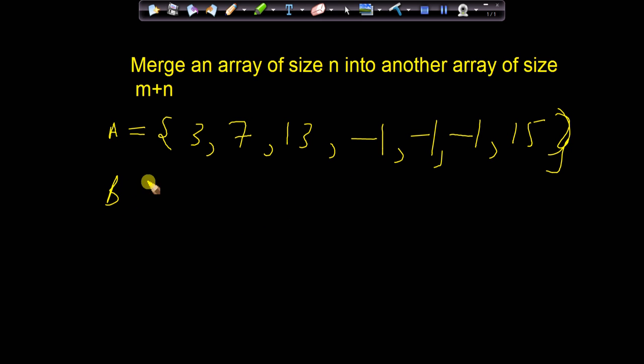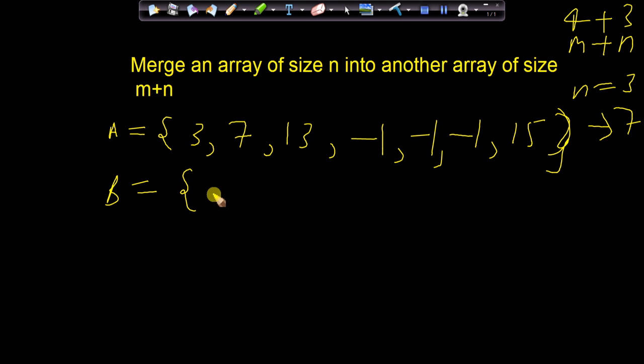And we have another array. If you look at its size, it contains 7 elements, out of which 3 are empty. So here m plus n becomes 4 plus 3 because 3 spaces are empty, and the other array will be of size 3. So this can contain 2, 8, 10, something like that.